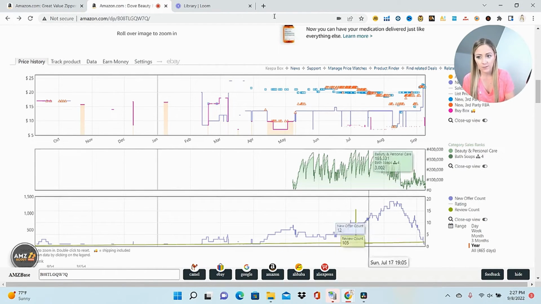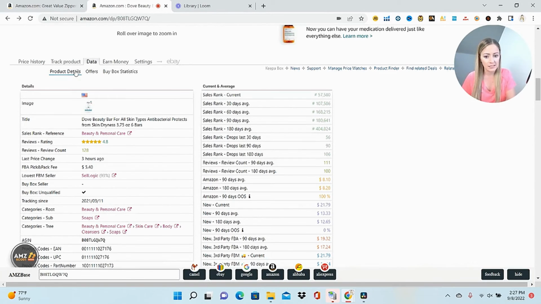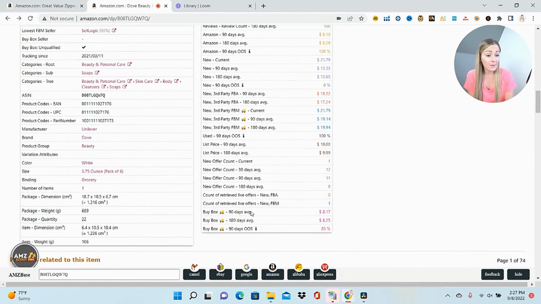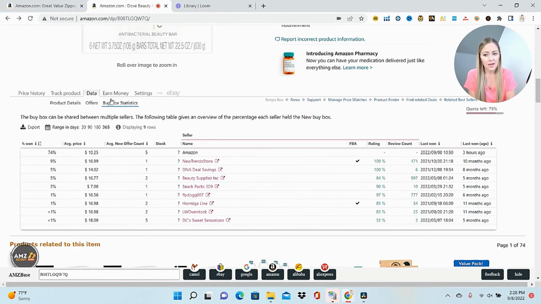So something good to do is to come over here to this data tab and look really closely at the product details. So come right down here. And down here, the buy box, which is the price that the consumer is purchasing it for, you can see the average buy box. So the 90-day average was only $8.17. The 180-day average, $8.25. And now looking at the buy box statistics, I can see that Amazon does share the buy box a little more on this one than they did that LOL toy, but still they're winning 74% of the sales. So for every 100 units of the soap that are purchased, Amazon is getting the sales for 74 of them. They're not really sharing it a ton. But the good news is, if you're a merchant fulfiller, you can see that the other people who are winning the buy box on this product are most of them merchant fulfilling.